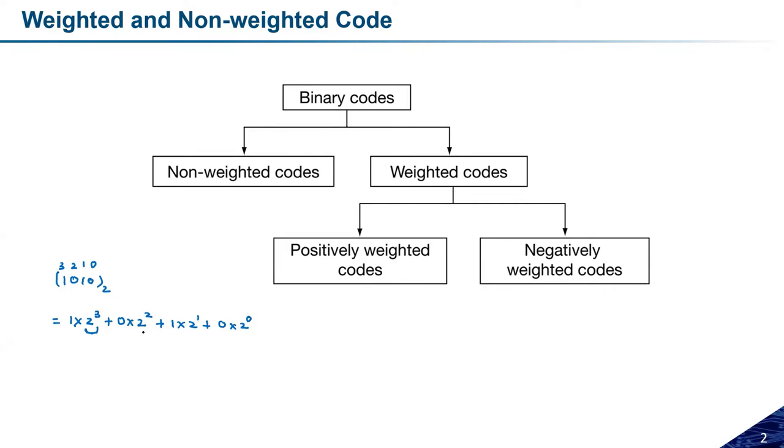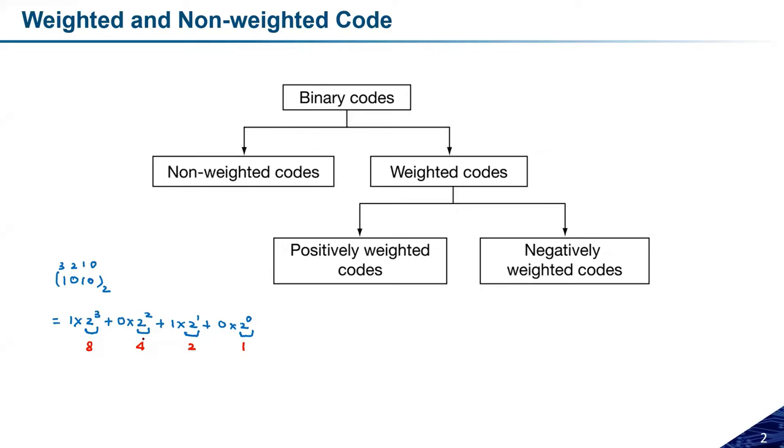These terms indicate the weights of all the digits we have used here. If we calculate, 2 to the power 3 is equivalent to 8, this is 4, this is 2, and this is 1. So these are the weights of each digit, and these kinds of codes are weighted codes. The non-weighted codes are those which do not follow any weight pattern; they follow a different kind of pattern. I will tell you what kinds of codes come under non-weighted codes, and give examples of those codes as well.